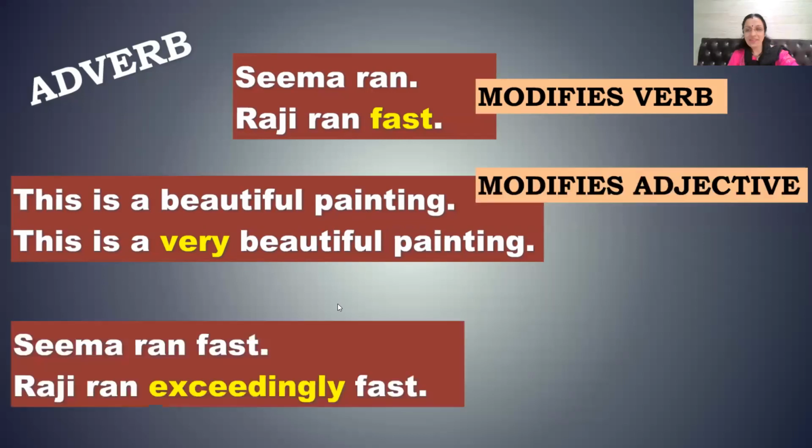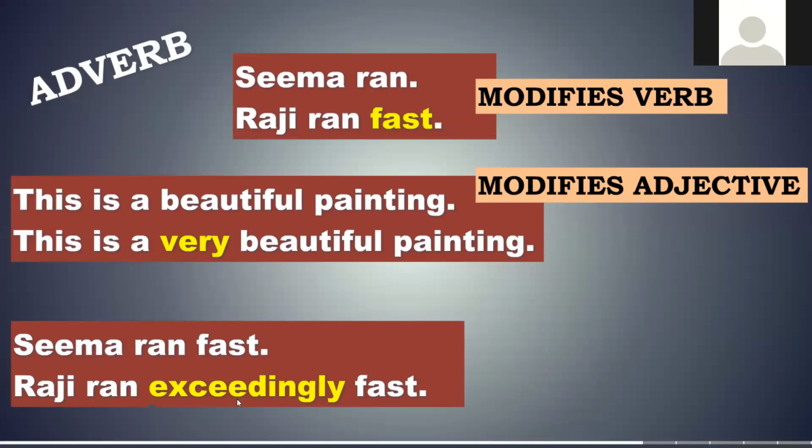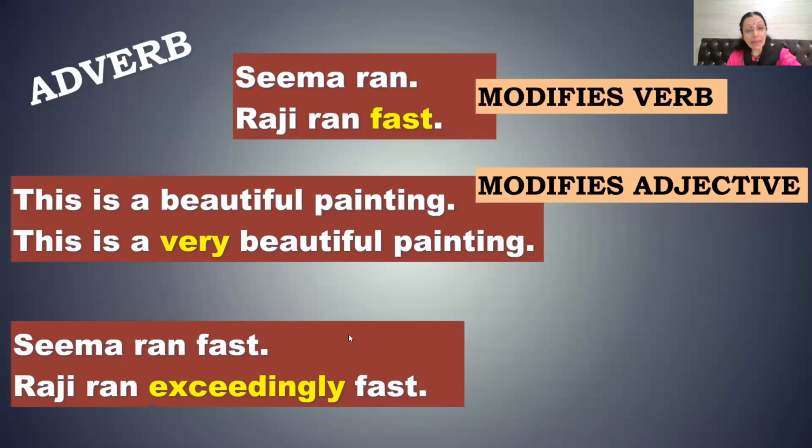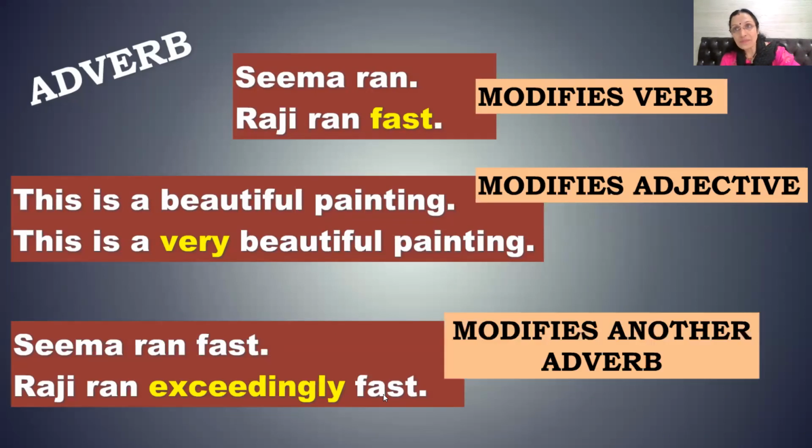And here, Seema ran fast. See now, you're saying, okay, fast is an adverb, but look at this. Raji ran exceedingly fast. Exceedingly fast. So what do you see here? Exceedingly, my gosh, there is an adverb, there is another adverb which is describing this adverb. So it modifies another adverb. These are the roles of an adverb. It modifies verbs, it modifies adjectives, it modifies another adverb.